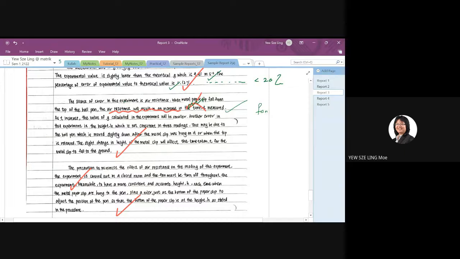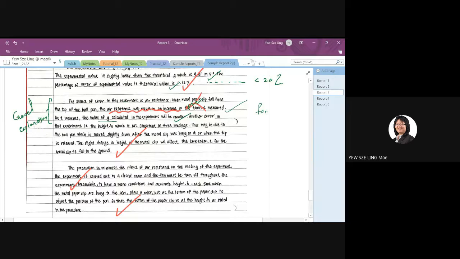As the time increases, now you see, this is how you should explain. You say air resistance causes the object to drop slower, therefore the time increases. As the time increases, the value of G calculated will be smaller. So explain how it is going to affect your result. This is a very good explanation. Good explanation.